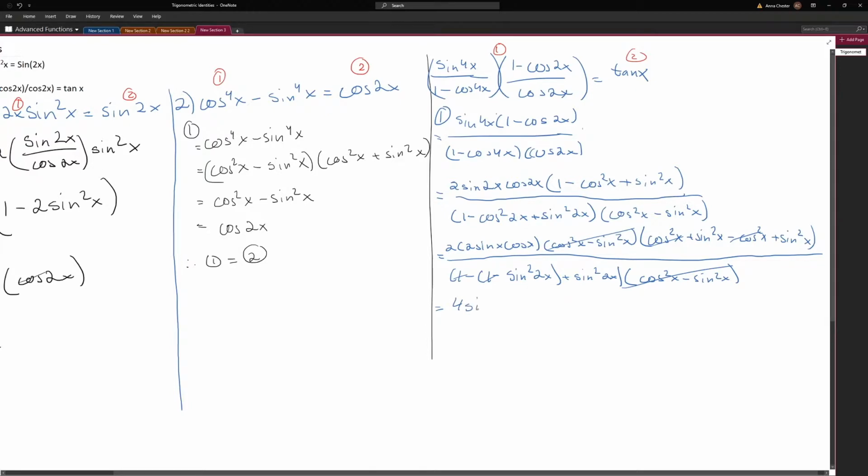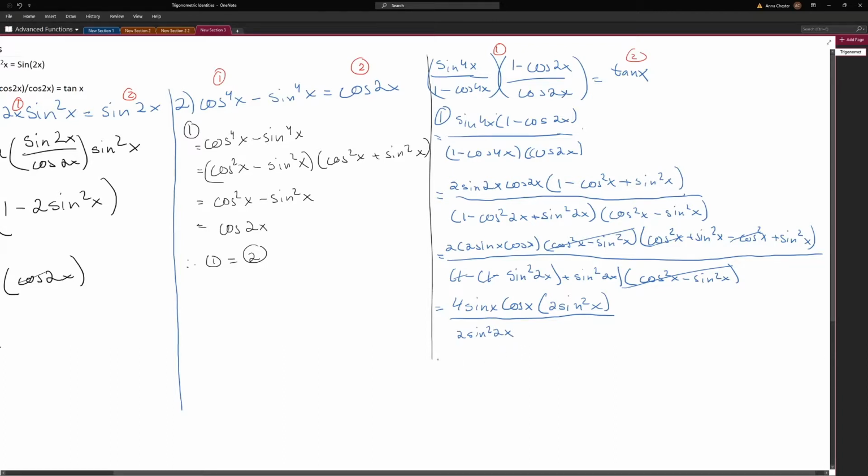First, we have 4 sine of x cos of x times our remaining two variables, which actually add up to sine squared of x. Now, in our denominator, what we have is we had a negative sine squared of 2x. This became a positive, so we have 2 sine squared of 2x in our denominator.